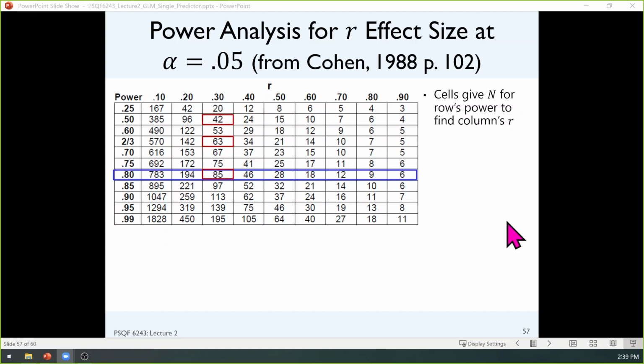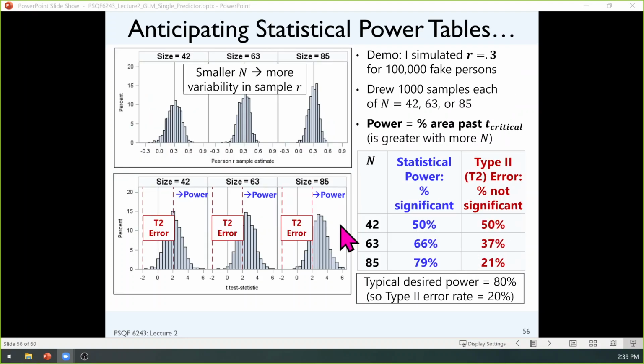So the smaller the effect, the more people you need to be able to detect it reliably. And what that is referring to is trying to anticipate what the sampling variation would be. I know that the right answer is 0.3, but I don't get 0.3 back every single time. There's noise. So how much noise are you willing to tolerate?